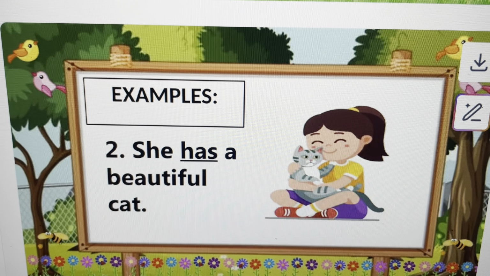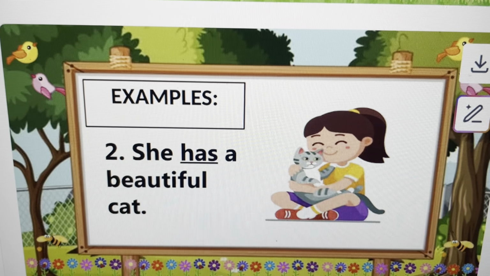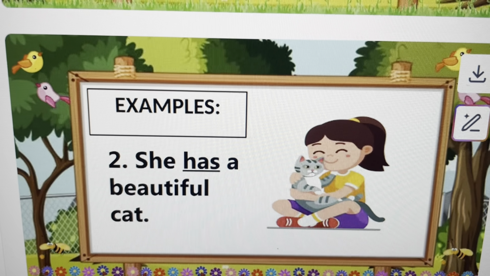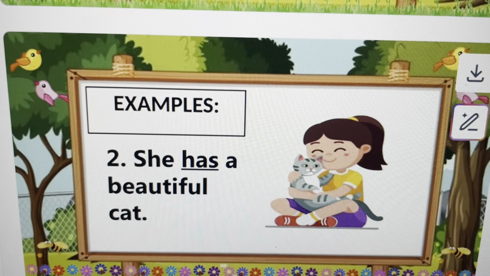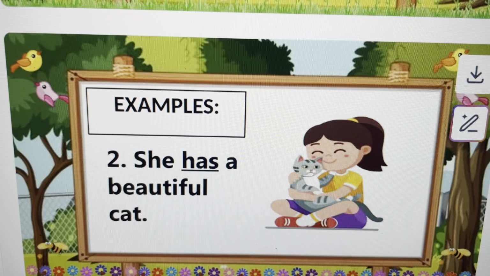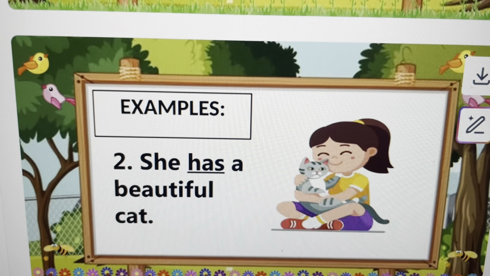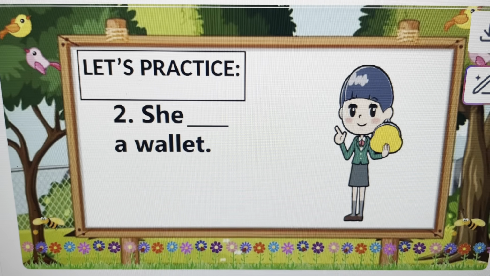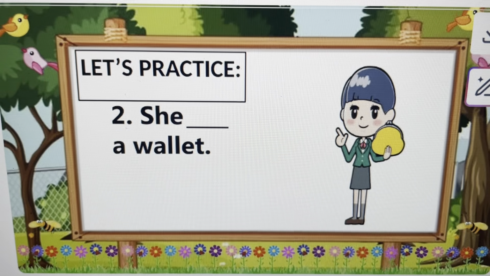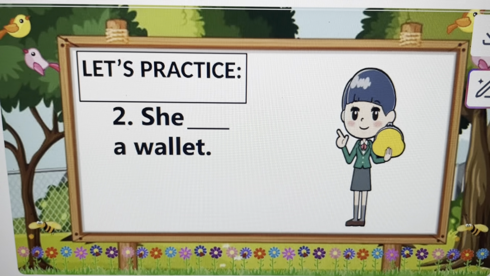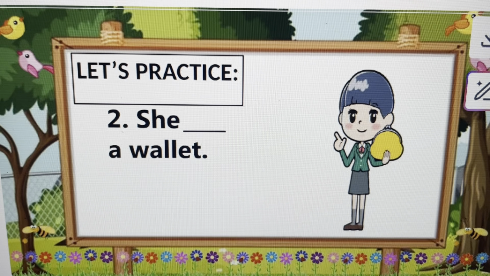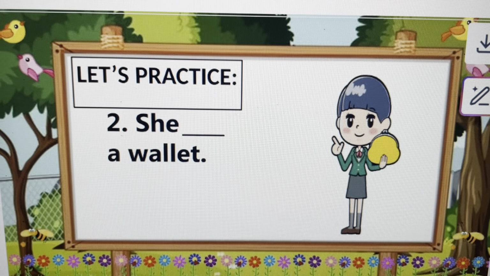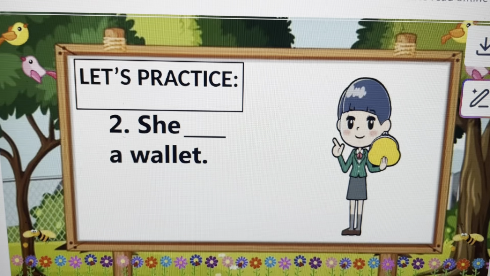She has a beautiful cat. One cat, she is singular. We are using the singular verb has. Has is a present tense singular verb we use for single. Can you tell me the answer for this one? Let's practice. She dash a wallet. What will come here? Has or have? Think. She is single and the wallet is single in her hand. So what will come? She has a wallet.